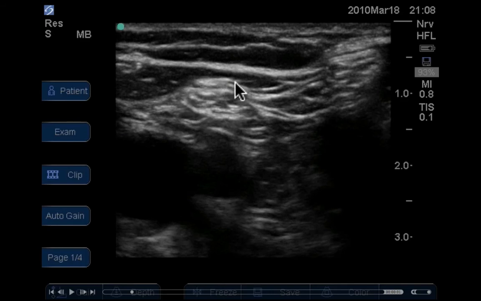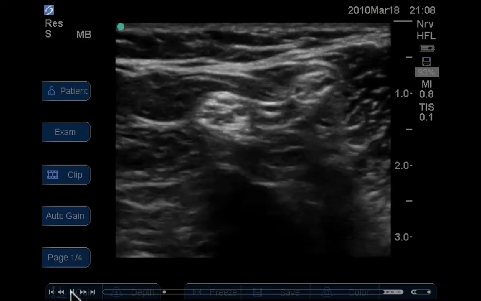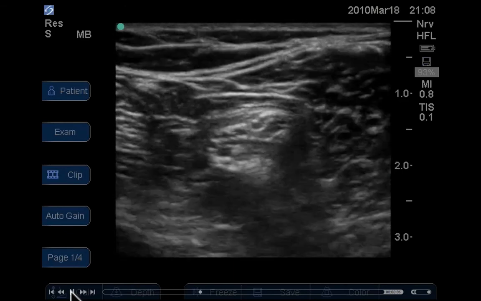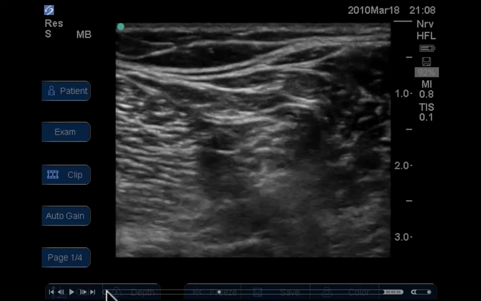The blue dot in this case is medial. And here is the common peroneal nerve. Now we'll just watch them come together as we slide the probe up the popliteal fossa. Now here, the two nerves are joined together in one fascial sheath.